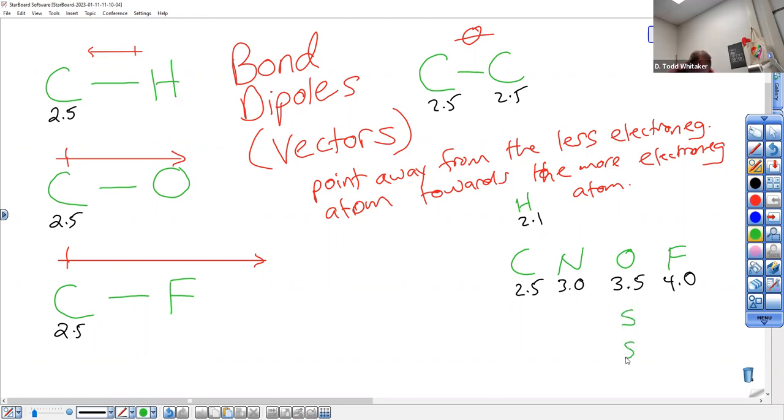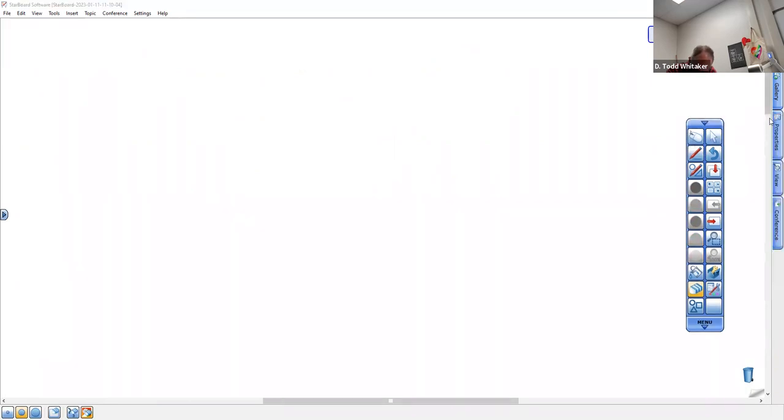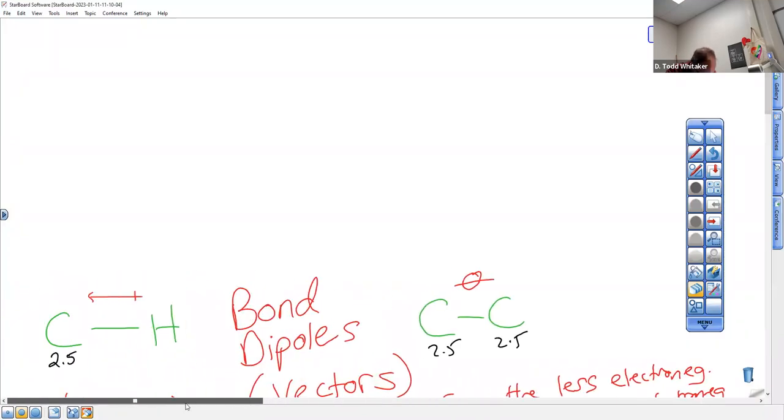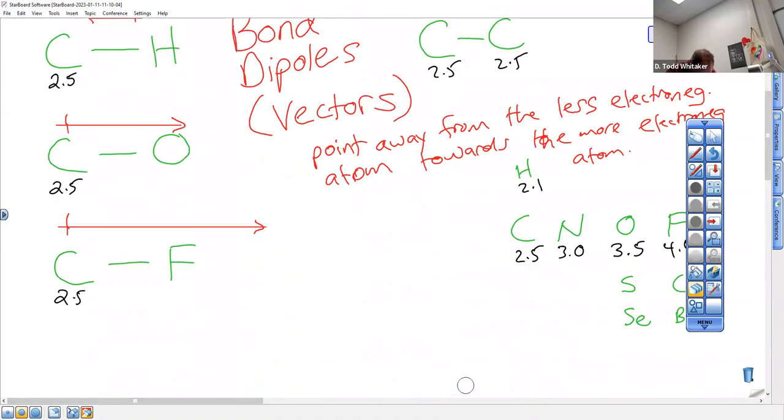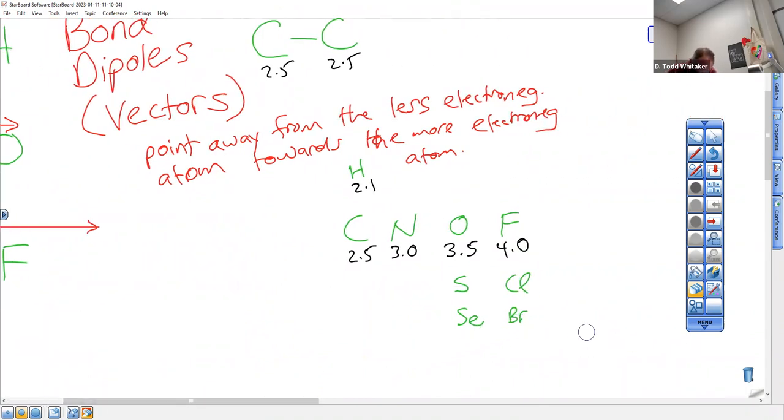Sulfur, selenium, chlorine, bromine, iodine. I'm getting the ones we really need to know. It does that, and we've never found out why it loves doing that. I clicked on the down arrow here and then the right arrow, but it didn't write where I was writing either. It's just weird. Okay. For iodine.